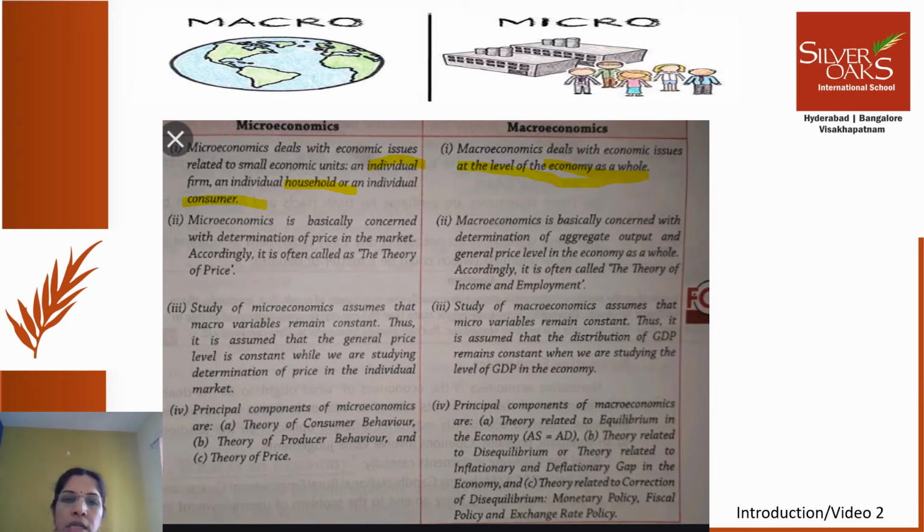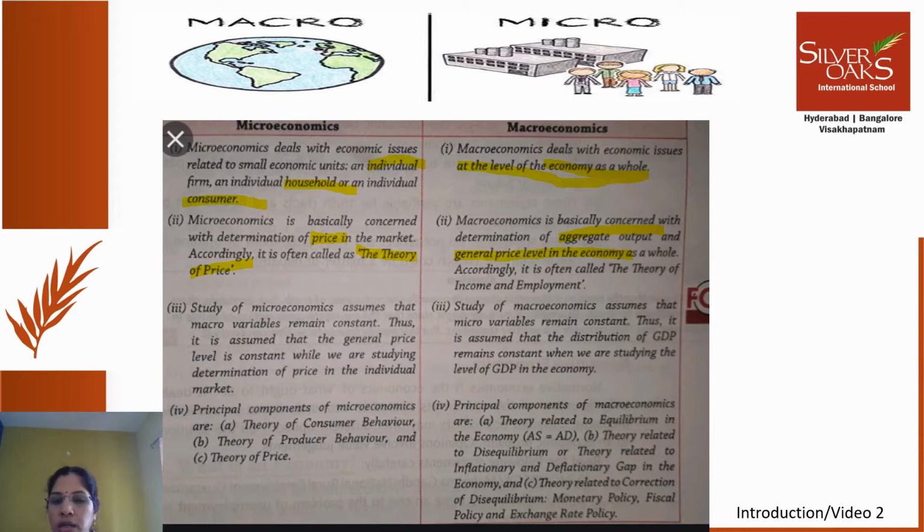Second point says that microeconomics is concerned with determination of price in the market, and hence it is also called theory of price. In the last chapter of your unit, we can discuss how price is determined with the interplay of supply and demand. On the other side, macroeconomics is concerned with determination of aggregate output and general price level in the economy.